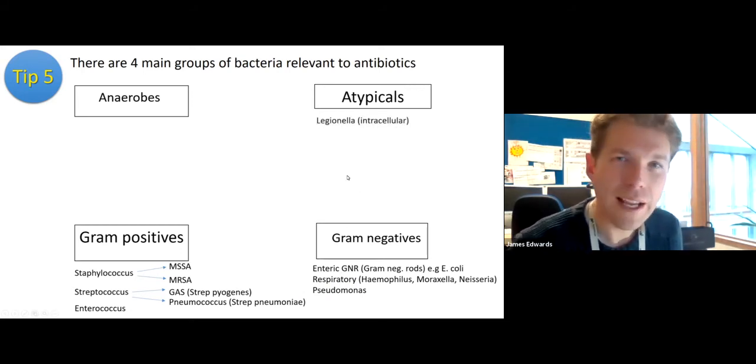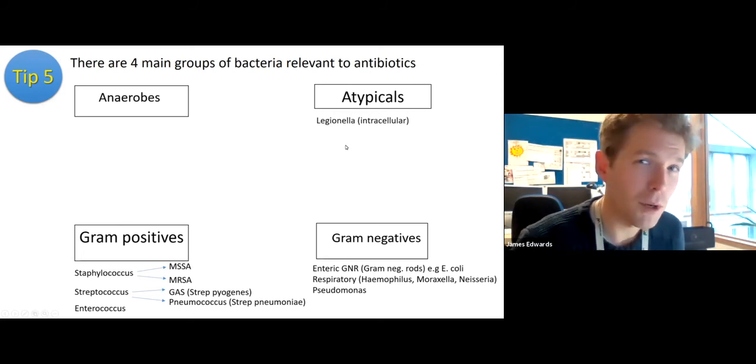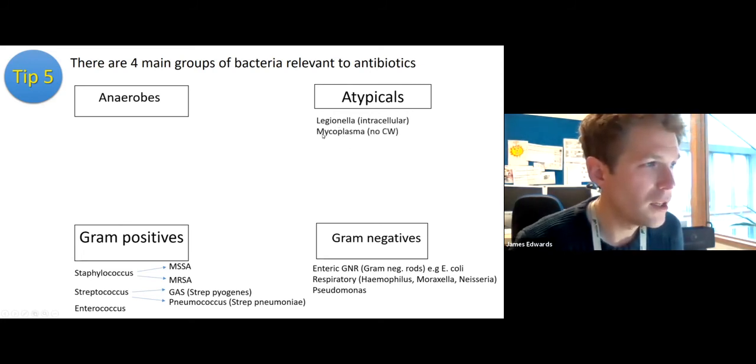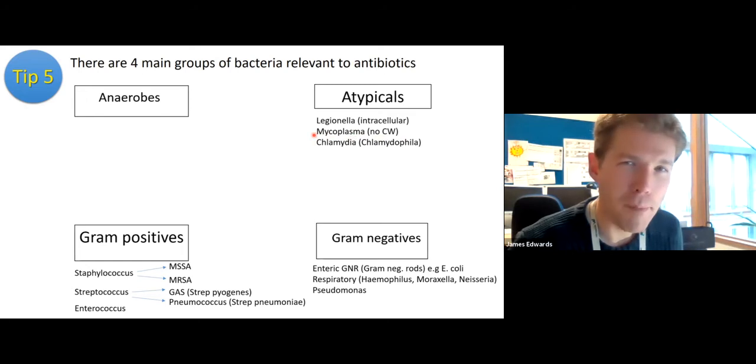When thinking about atypicals, there are three, which I'm going to come back to. They're Legionella, Mycoplasma, and Chlamydia. Legionella is interesting because it forms intracellular infections. Mycoplasma is interesting because it has no cell wall. Note that Mycoplasma and Mycobacterium are different. So Mycobacterium that causes TB is not the same here.